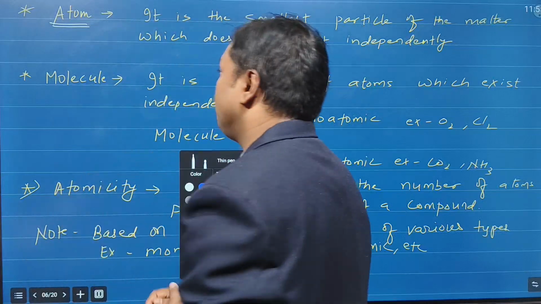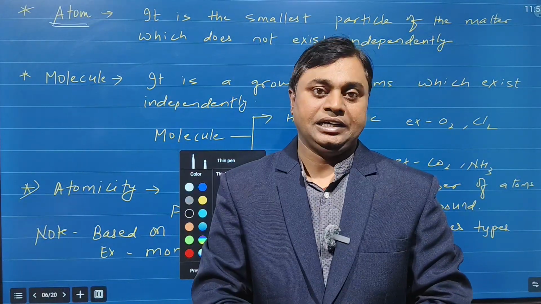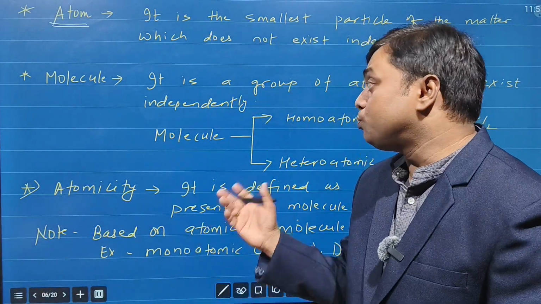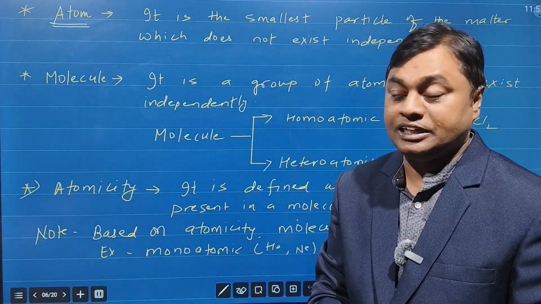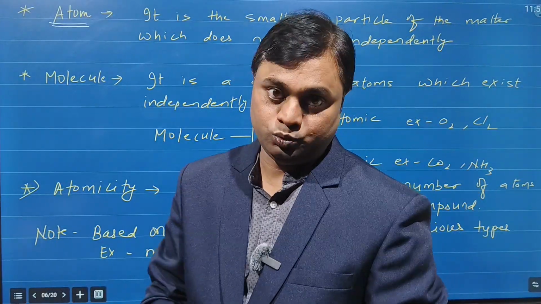Now coming to the concepts of atom, ions. So as I told you, atom is nothing but the smallest particle of the matter which does not exist independently. Okay, what is a molecule? A molecule is a group of atoms which exist independently, like oxygen, O2, Cl2, CO2.